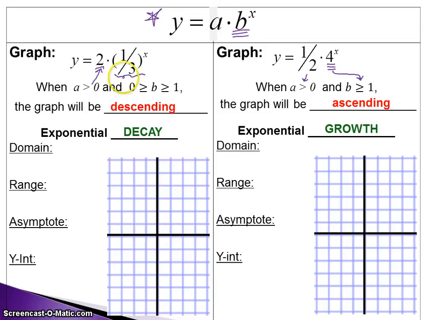Now, the next thing I want you to do is take these two functions, type them in your calculator, and let's see what they actually look like on a graph. Okay, so we take this first one, 2 times 1/3 to a power of x. When we graph it in our calculator, we get a function that looks similar to what I've drawn on my graph.